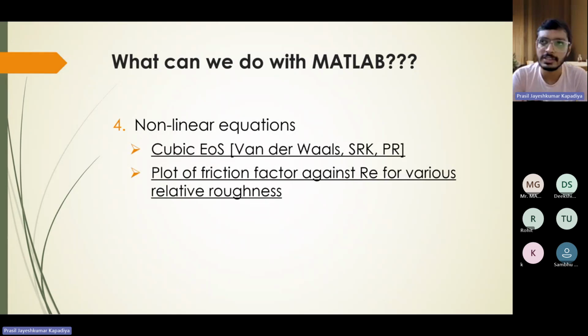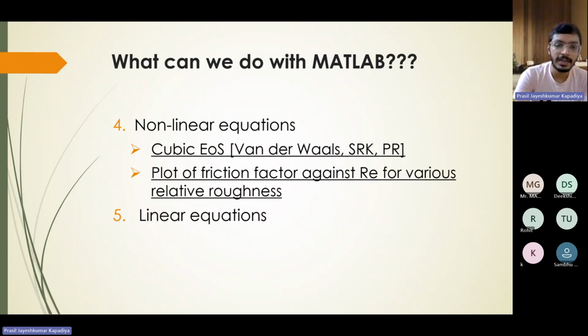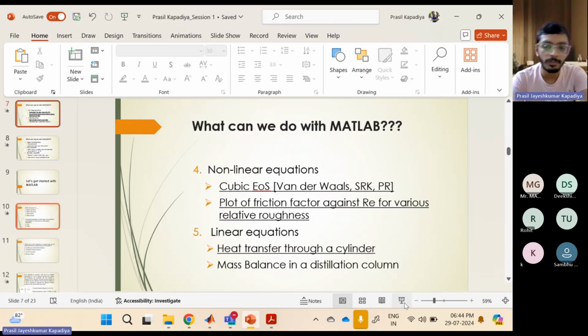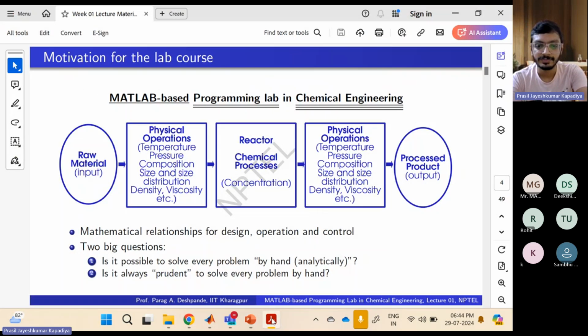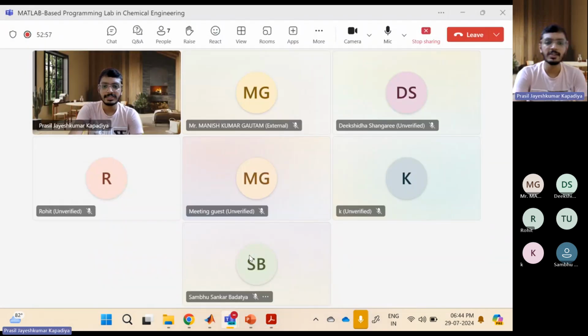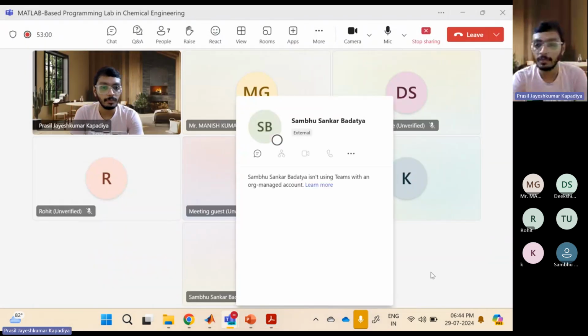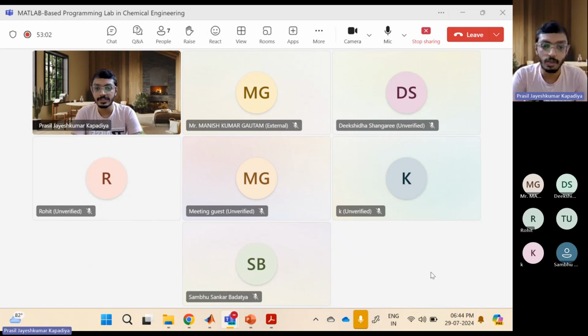Then linear equations. So for a linear equation example, can anyone give me one? We have already discussed it in the beginning of the lectures. Can anyone tell me one example of a linear equation at steady state? Distillation column, correct? Let's say I want to perform the material balance over a distillation column. So inlet is equal to outlet.